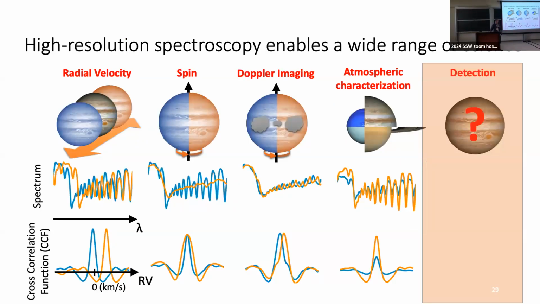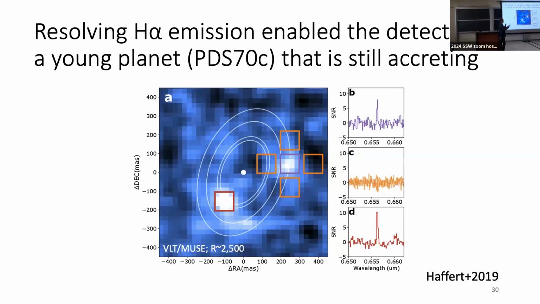But last but not least, planet detection. Moderate and high resolution spectroscopy is not just for characterizing known planets. There's actually a good case to be made for it as a detection tool. And the first example is from Sebastian Haffert, who gave the talk this morning, the detection of PDS 70c.